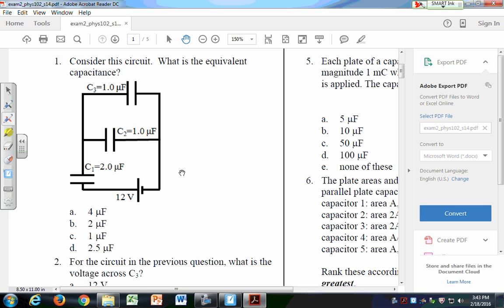What is the voltage across C3? Now remember, you already told me that our equivalent circuit, or one of our equivalent circuits, looks like this. C1 is 2 microfarads, and then I replace those top 2 capacitors with another 2 microfarad capacitor, and I have 12 volts. And now I want to know what is the voltage across this capacitor. What do you think that would be?